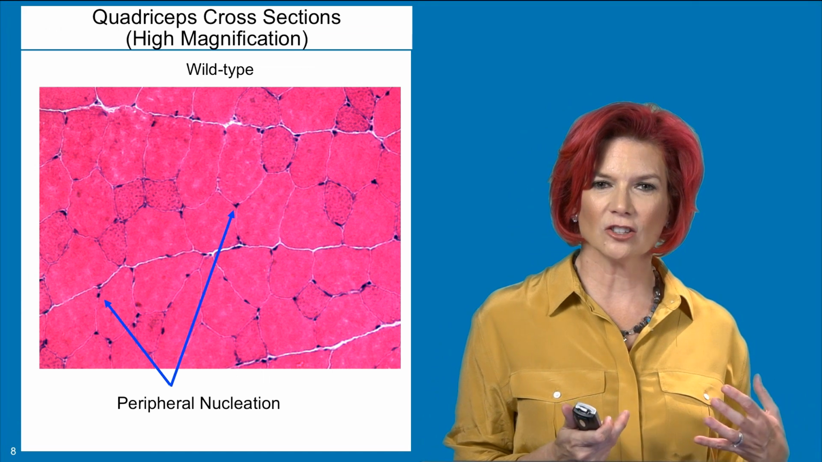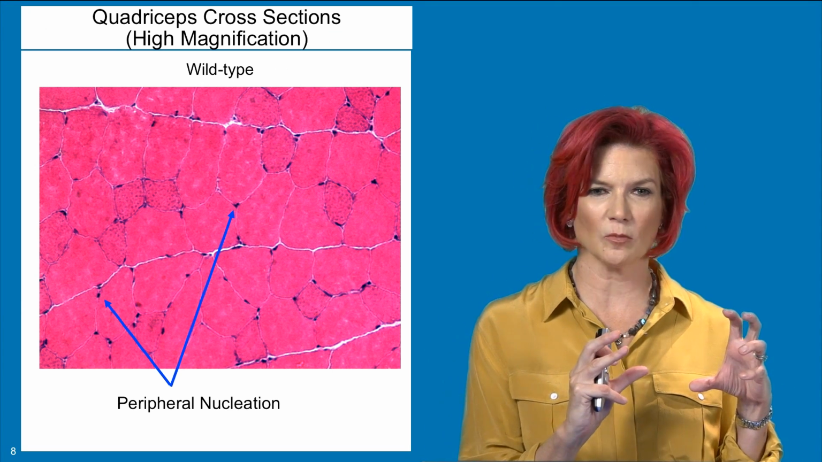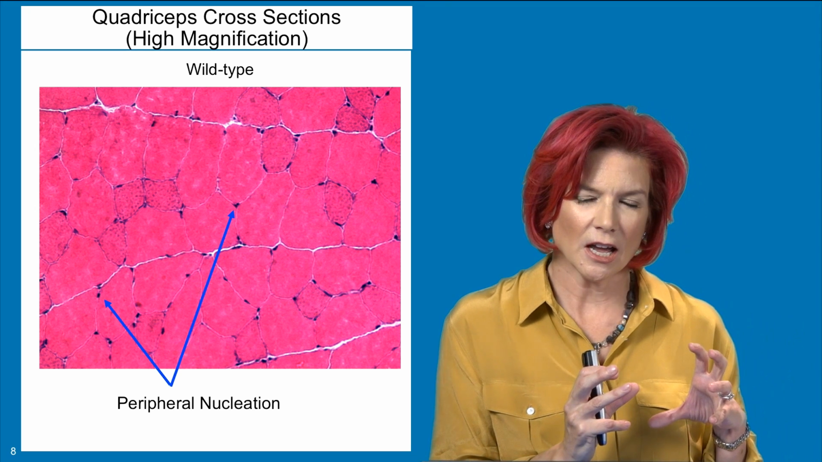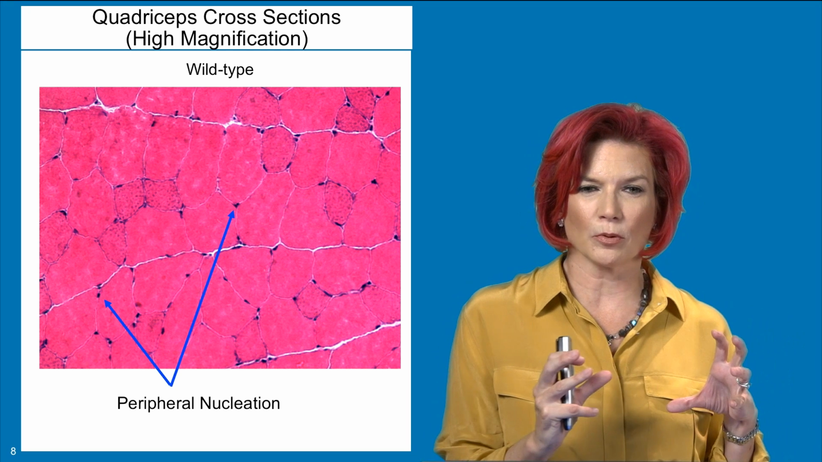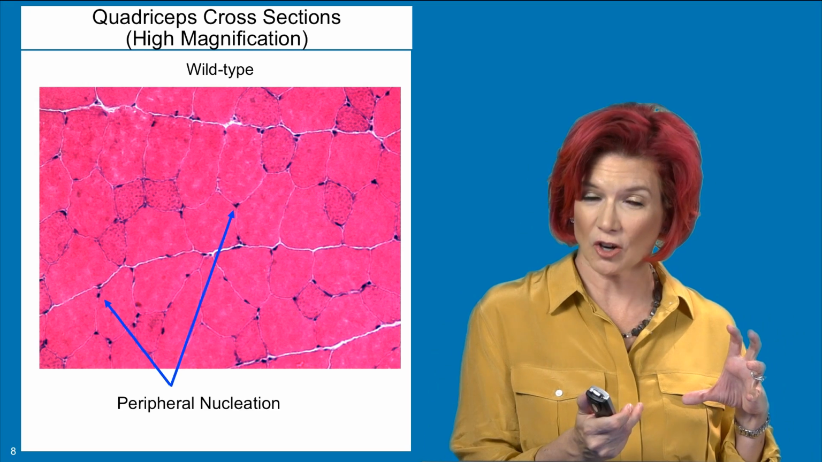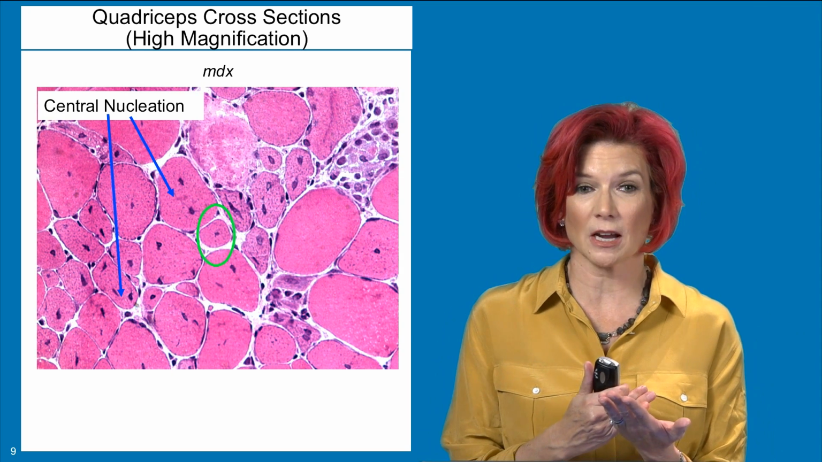So let's take a look at this higher magnification quadriceps transverse skeletal muscle section. You can see that the fibers are closely packed together and that the nuclei are at the cell periphery. The arrows are pointing out to you a few of the nuclei. Contrast that with a similar section taken from a dystrophic MDX mouse.